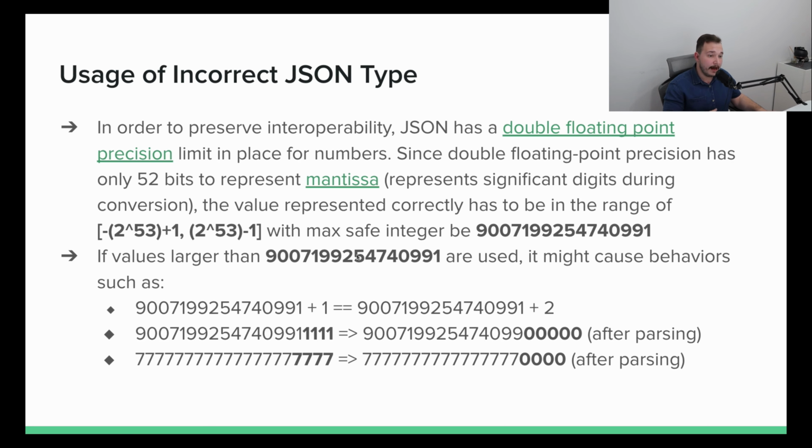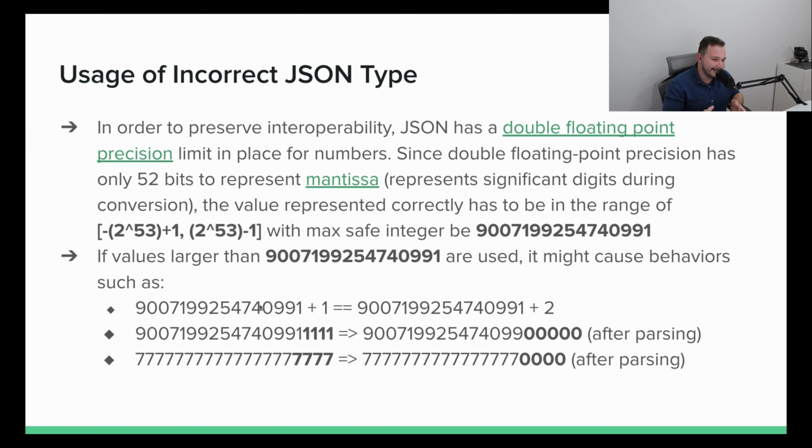And if the value that we get from a user, because we're getting a value in a JSON serialized format and then we deserialize it, is larger than that, it can cause some super weird behaviors, and it might lead to super critical logical mistakes. So for instance, if we take max safe integer and add 1 to it, and then add 2 to it, and then assert that both of them are going to be equal.